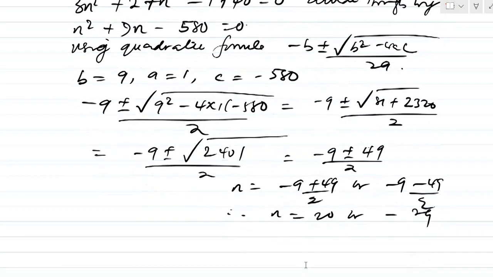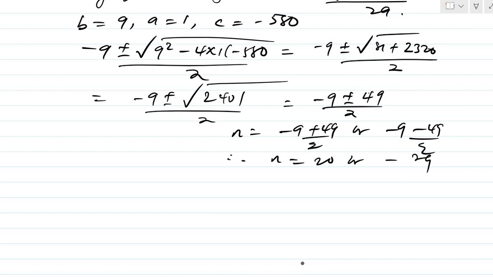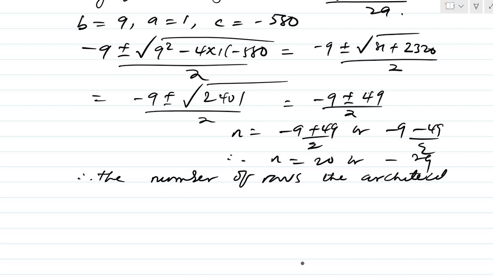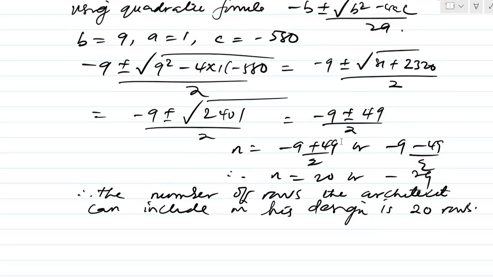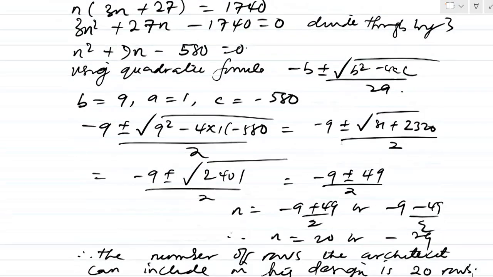So finally, we have to find how many rows. Therefore, the number of rows the architect can include in his design is 20 rows. So this is where we're going to stop for now.